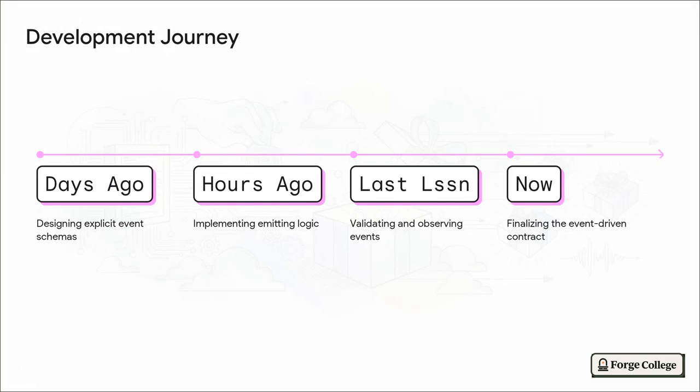So just looking at our overall engineering timeline for a second, we're basically bridging the gap between our previous lesson, which covered validation and observability, straight into this final assembly phase. I mean, think about it. Days ago, we were sketching out event schemas. Just hours ago, we were wiring up the logic. And in our last session, we were running all those targeted tests. And now it's time to actually synthesize all of those isolated little pieces into one single cohesive artifact. Something that front-end devs, indexers, and auditors are just going to absolutely tear into.